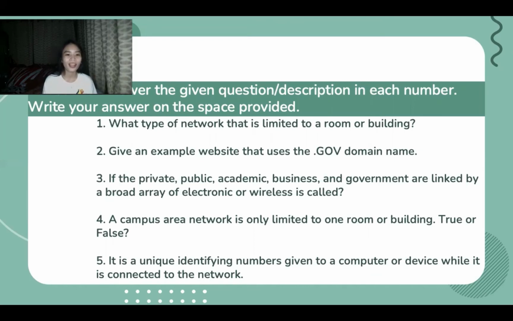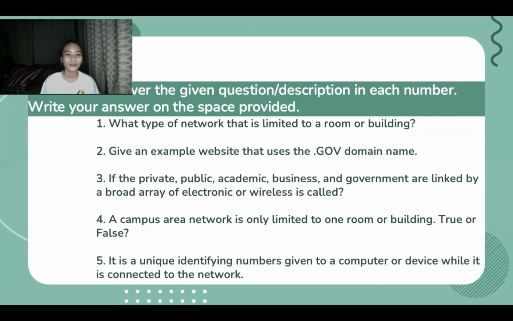Number 4, a campus area network is only limited to a one room or building. Is it true or false? Okay, false. The answer for number 4 is false, because a network that is only limited to one room or building is actually called the LAN or local area network.